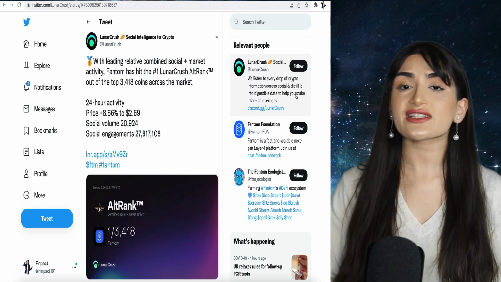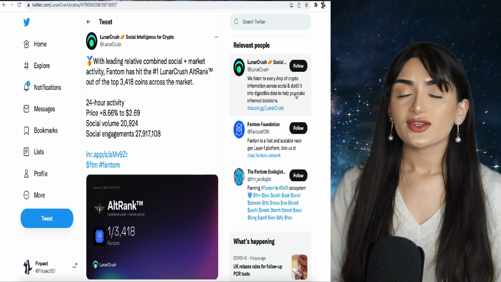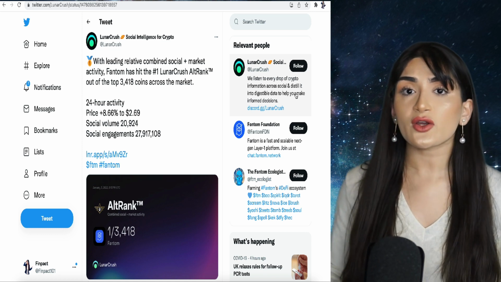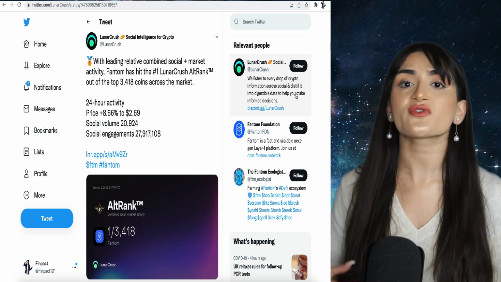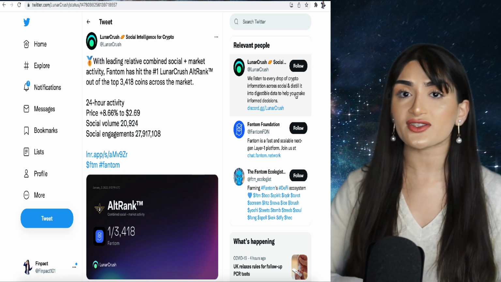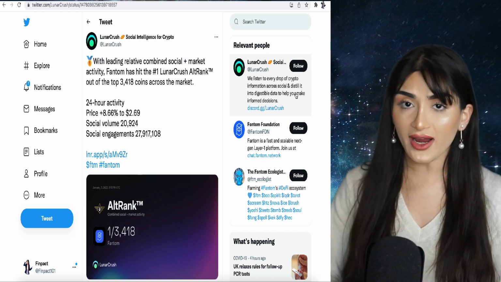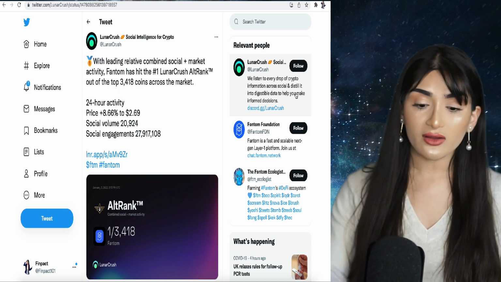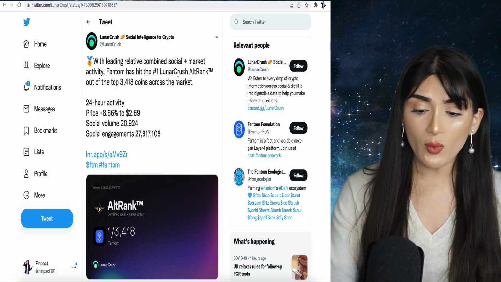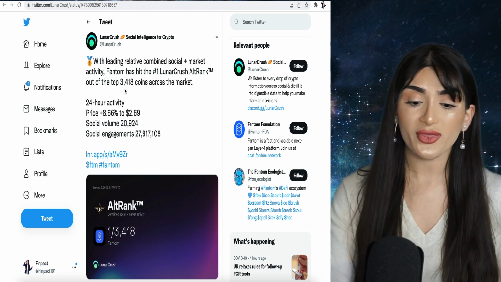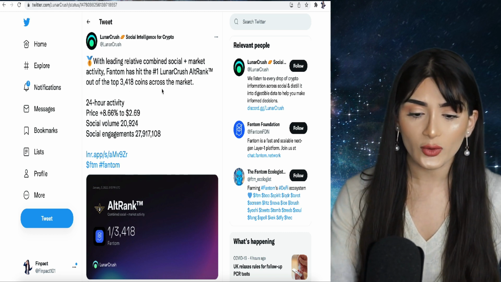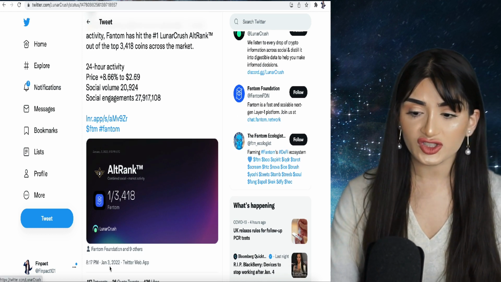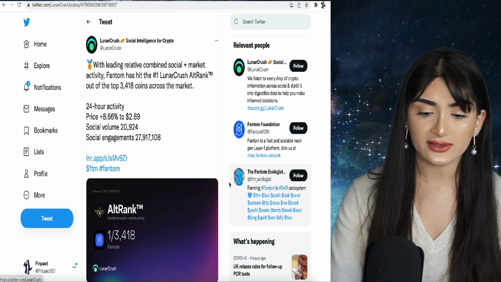Now let's look at how it's excelling in so many social metrics. The growth potential is really important so that we can see long-term price rallies. Now, in this tweet, LunarCrush provides social intelligence for crypto, so it gathers lots of different metrics and gives a ranking for different cryptocurrencies and compares how it ranks with others. Well, it actually had the number one LunarCrush Alt Rank out of the top 3,418 coins across the market. This does change day to day, but this is very recent, January 3rd, so literally 2 days ago.